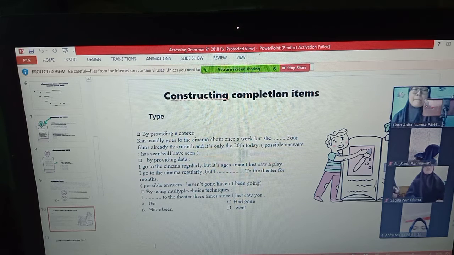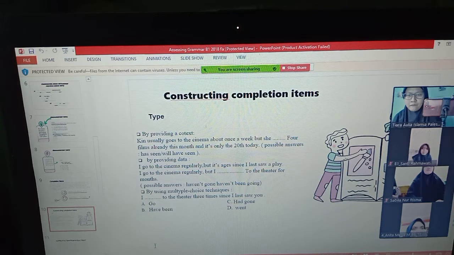Okay, the second one is by providing data. I go to the cinema regularly, but it's aged since I last saw a play. The second one, sentences-nya adalah I go to the cinema regularly, but I to the theater for months. Possible answer di sini ada haven't gone sama or haven't been going.